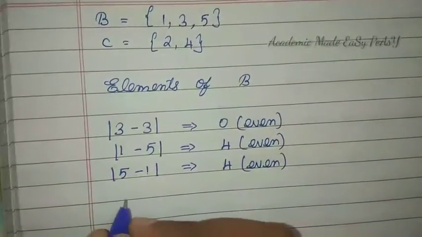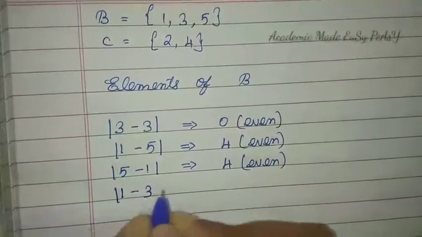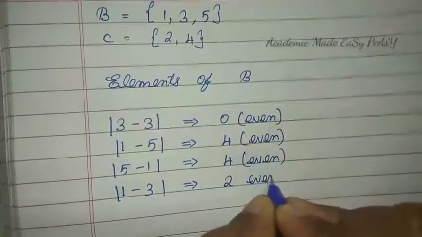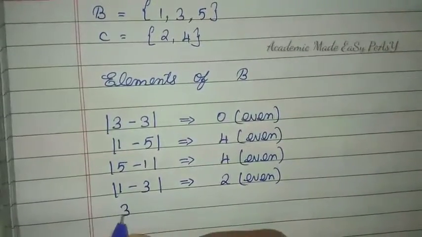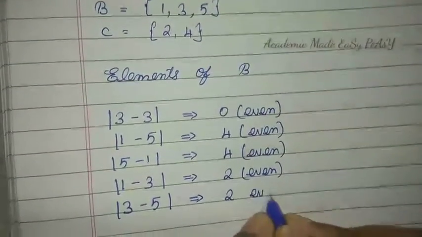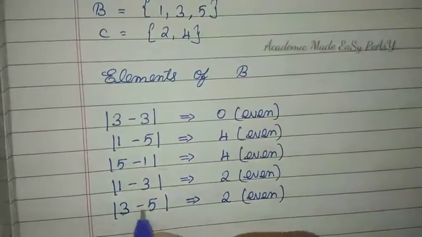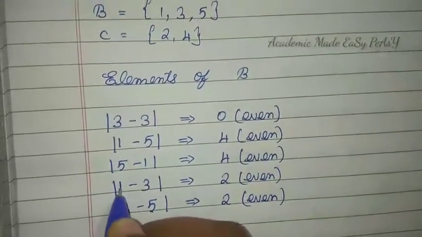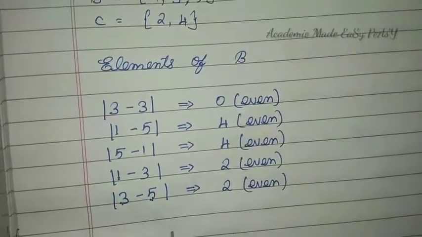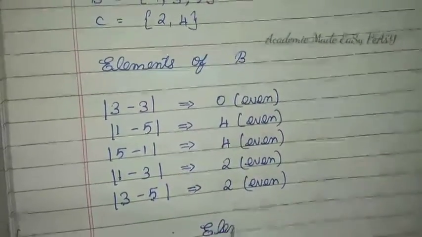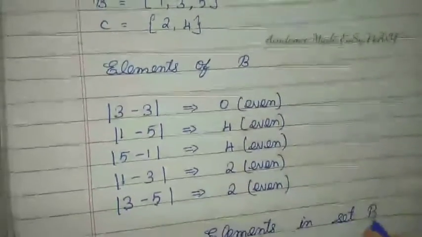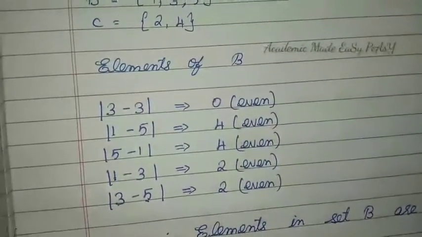Now let me take for transitive, 1 minus 3. This is even only, 2 is even. 3 minus 5, if I take, I'll get 2, which is even. And if I take (1, 5), I'll get 1 minus 5, so already it is proven. It is even. So therefore, elements in set B are related to each other.